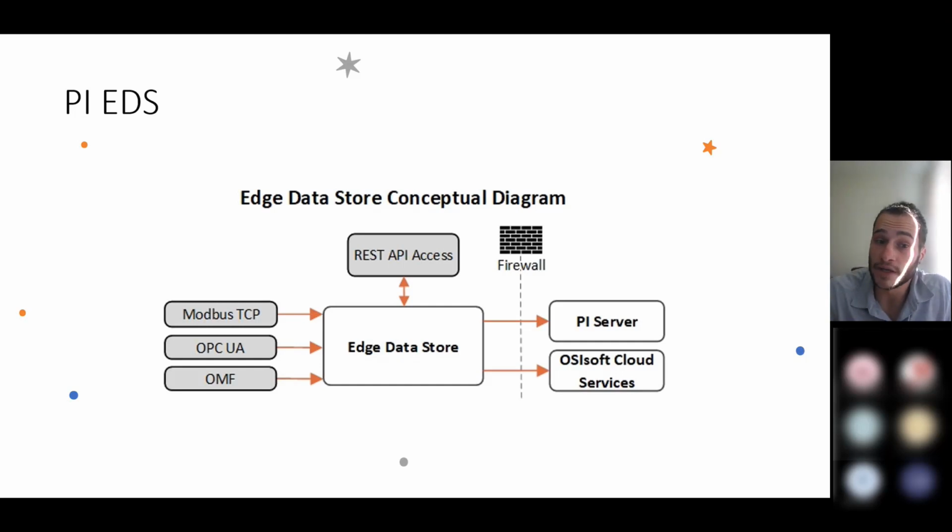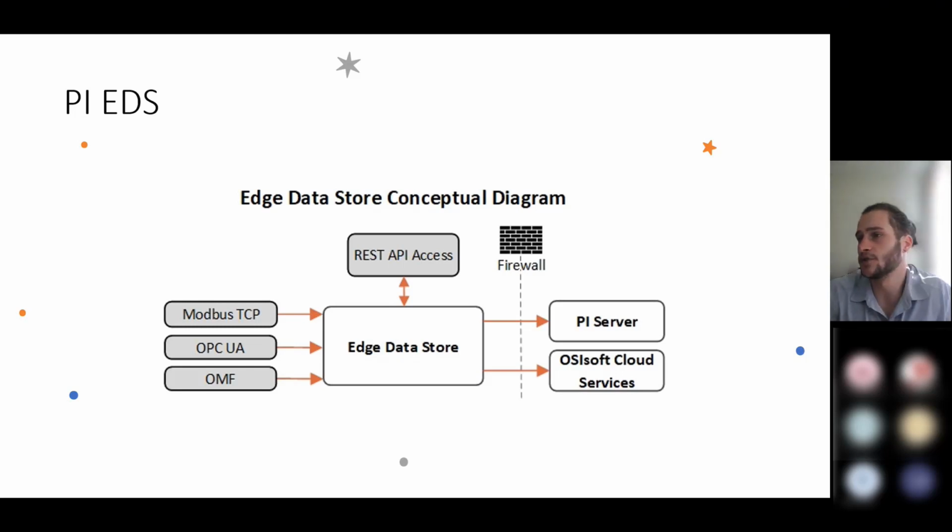And the Pi Edge Data Store is well suited for these harsh environments because it requires minimal installation and administration, and it's designed specifically for resilience to handle those environments. So the diagram that you see here kind of conceptually shows how the Pi Edge Data Store captures data and sends it to permanent storage in the main Pi server.